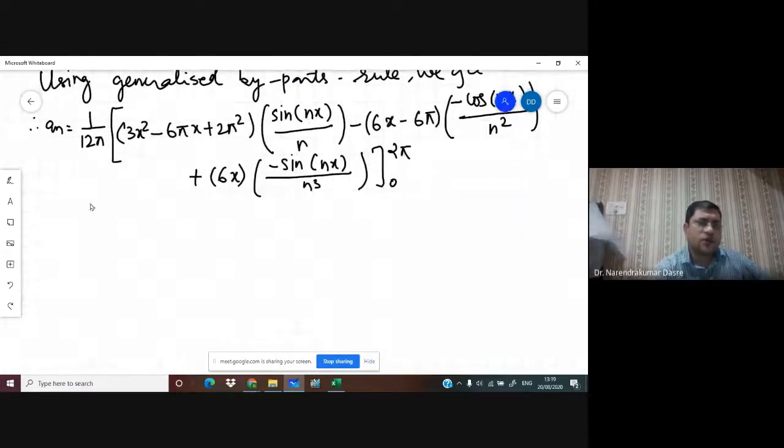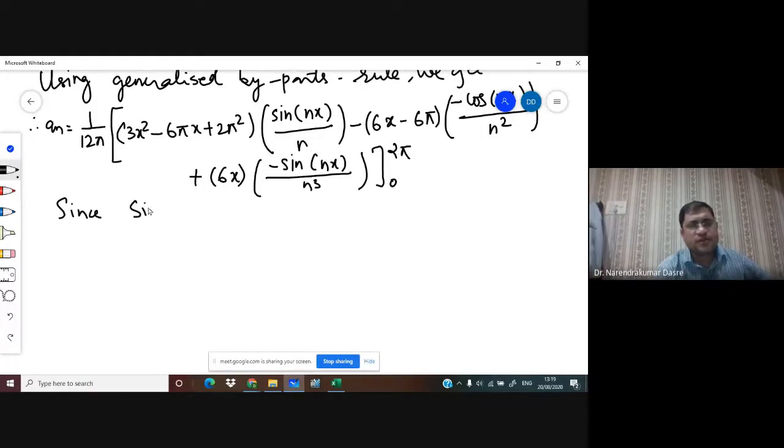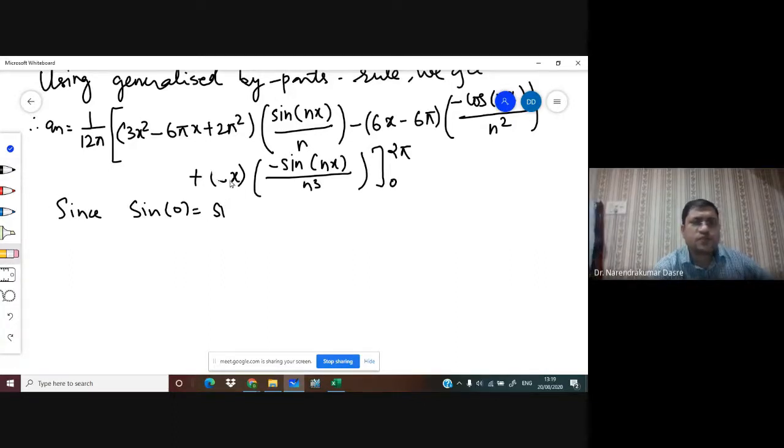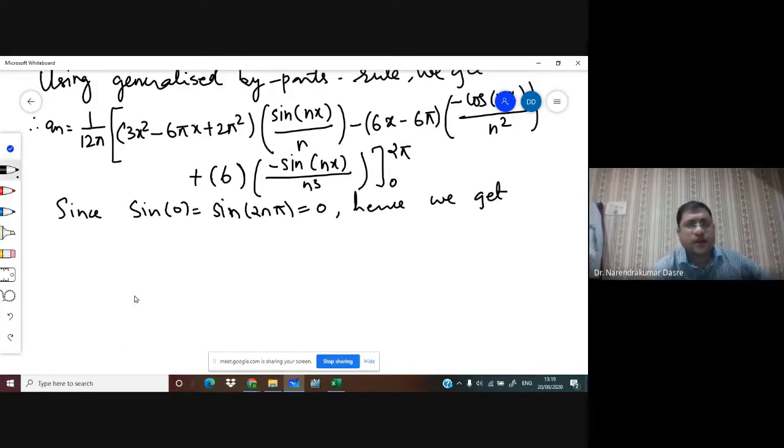Okay, so now we have to apply the limits. What we know is that in the last term, x will not come. So you have 6. Since sine of 0 and sine of 2nπ are equal to 0, hence we get a0 is equal to 1 upon 12π.